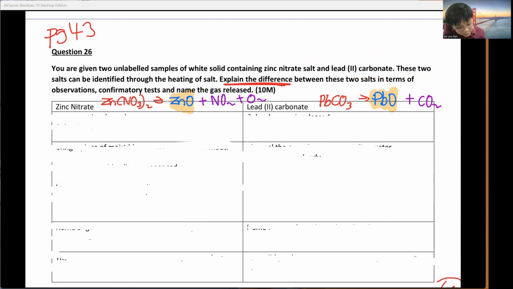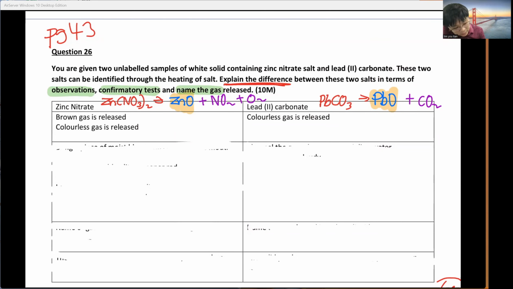What do they need? Observation, confirmation test, name the gas released, 10 marks. So first you have to answer the observation. One side you see brown gas and colorless gas released. The other side you see colorless gas released. Because the NO2 is brown gas, O2 is colorless, CO2 is colorless.